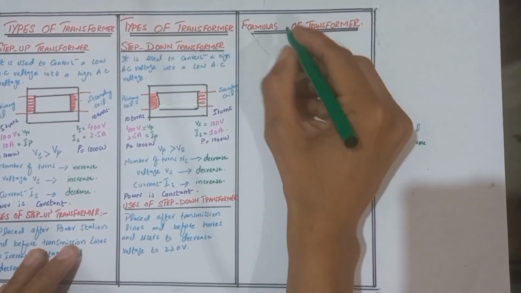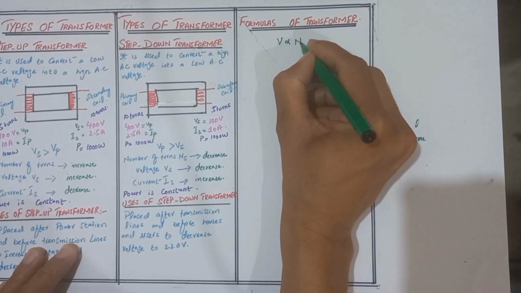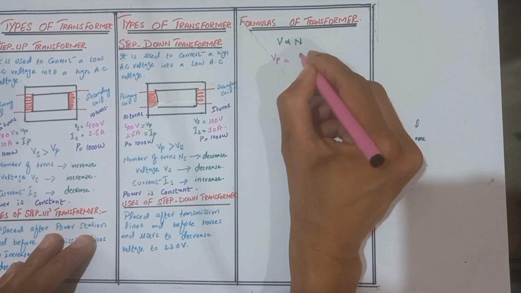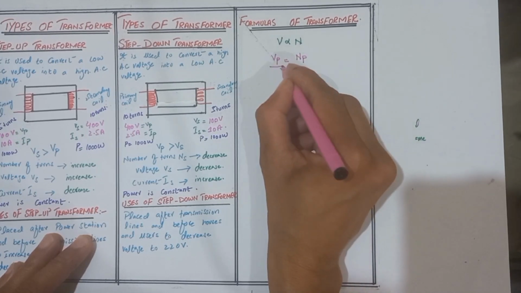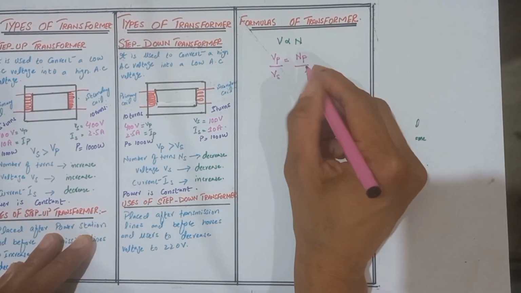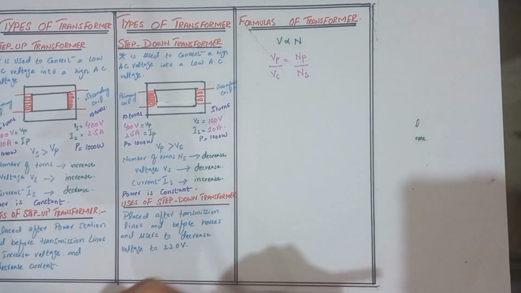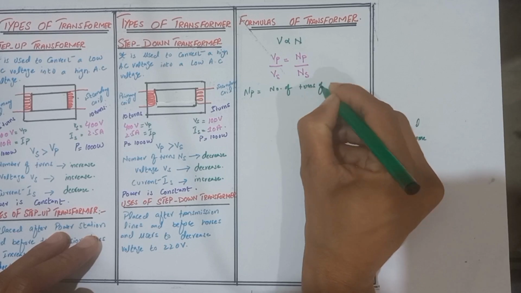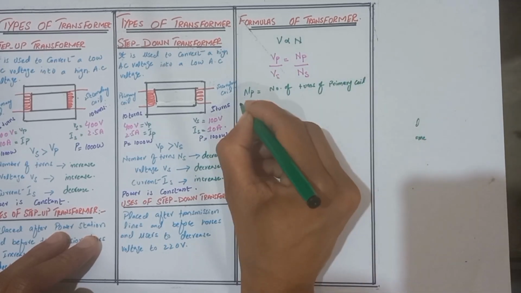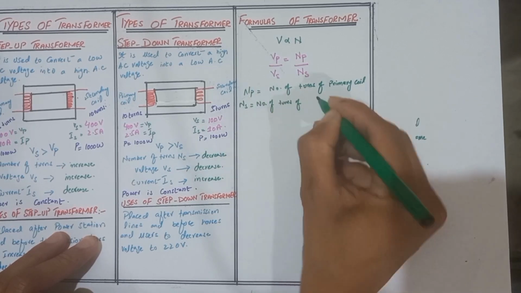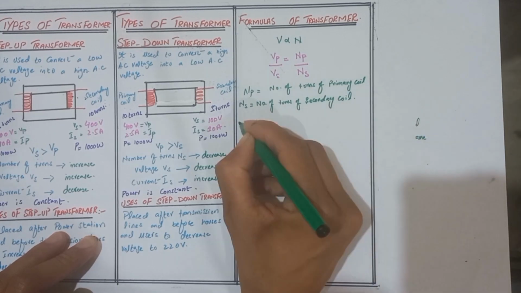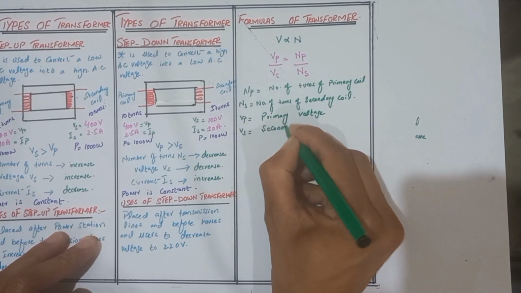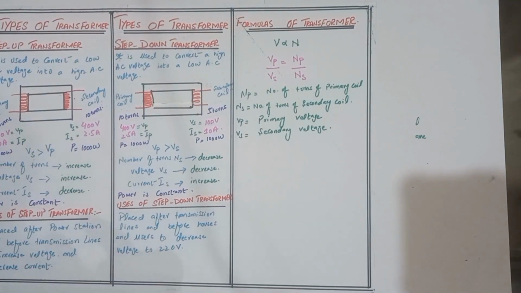Now we discuss the formula of the transformer. We know that in a transformer the voltage is directly proportional to the number of turns. So the formula is Vp/Vs = Np/Ns, where Vp is the voltage of the primary coil, Vs is the voltage of the secondary coil, Np is the number of turns of the primary coil, and Ns is the number of turns of the secondary coil.